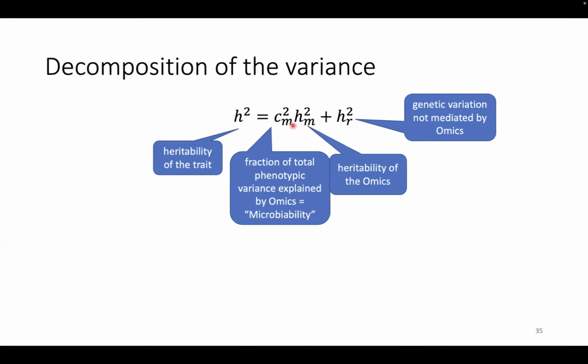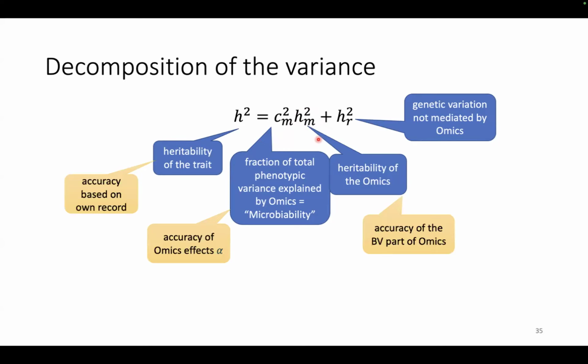The first one is, this word is difficult, microviability. So it's the fraction of total phenotypic variance explained by omics. So it can be pretty high. But then this is weighted by the heritability of the omics, which means that omics can explain a lot of the trait, but they do not necessarily need to be heritable. They may not be heritable.